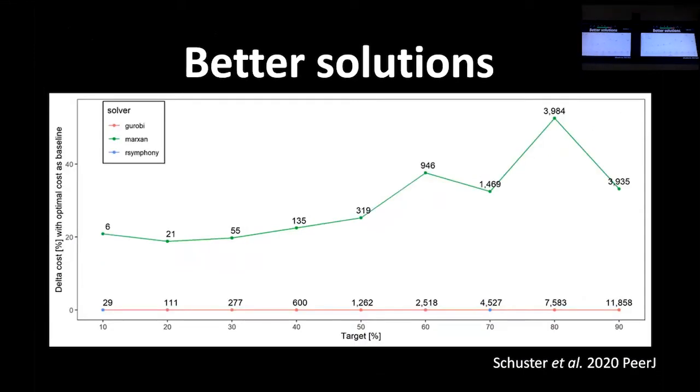So Richard Schuster, a colleague of mine, ran some analyses to compare the performance of various exact algorithm solvers compared to Marxan. And what we found was that the exact algorithm solvers can get you better performance. So on the y-axis here, we've got deviation from optimality. So the higher you are, the worse the solution is. So the blue and the red lines, those are two exact algorithm solvers, Gurobi and Symphony. And the green line is Marxan.